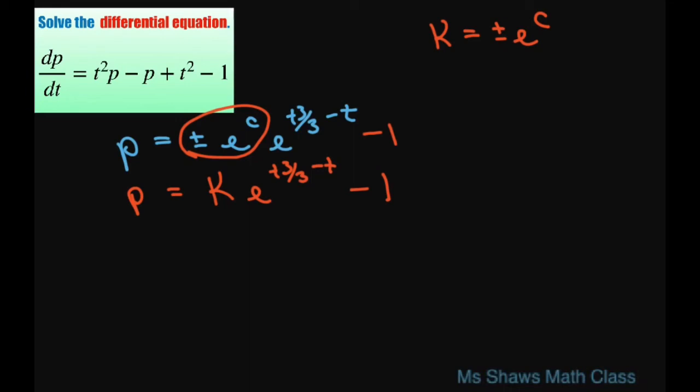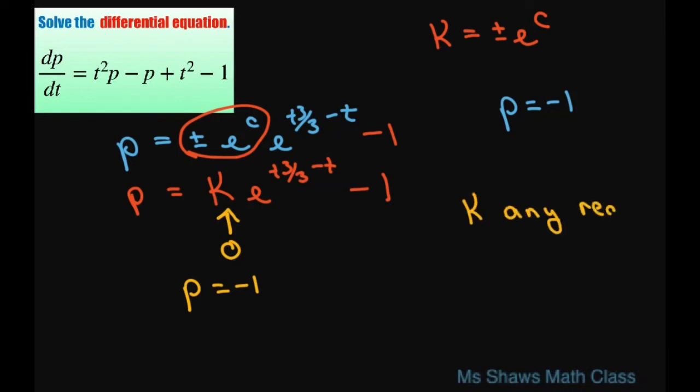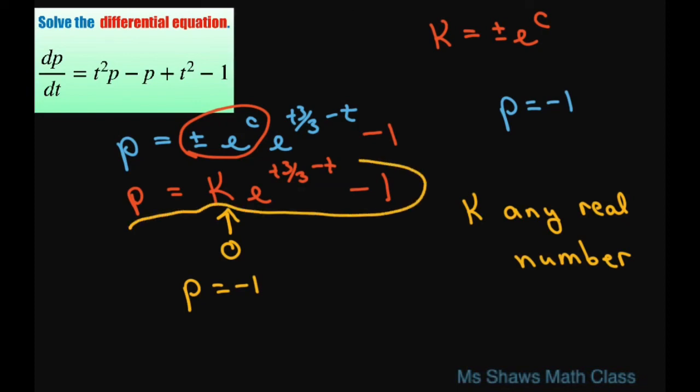Now, since p can equal negative 1, that means my k here could be 0. Because if k is 0, I will get p equals negative 1. Therefore, k can be any real number. All right, so basically this is your final answer. And you have to also write this part here.